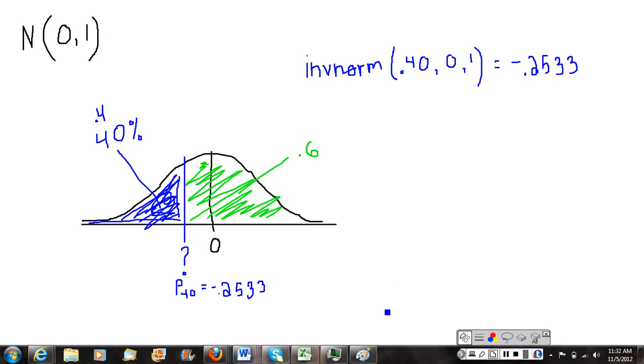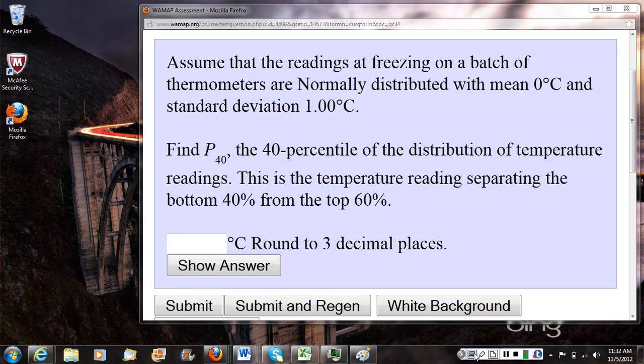Let's go back to that WAMAP question just to show how we would enter the answer. Here we go. We'd want to enter our answer rounded to 3 decimal places, so it would be negative 0.253, and let's show the answer, see if we get it right. And we did. Nice work.